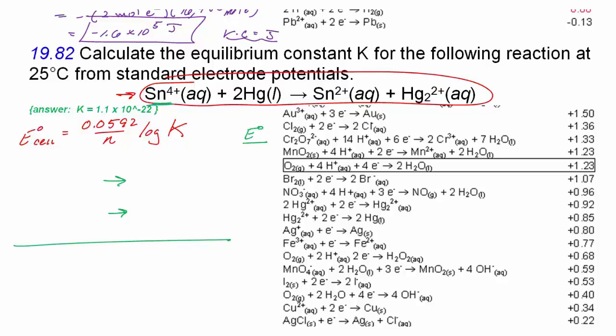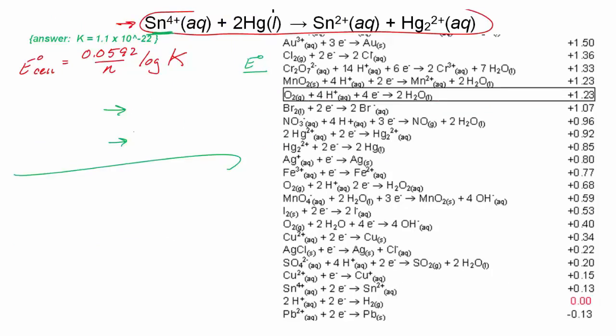We need Tin 4 plus on the reactant side. There it is, and it's already on the reactant side. So we need this half reaction: Tin 4 plus plus 2 electrons goes to Tin 2 plus. And my E0 is a positive 0.13. Okay, so there's my Tin 4 going to Tin 2.